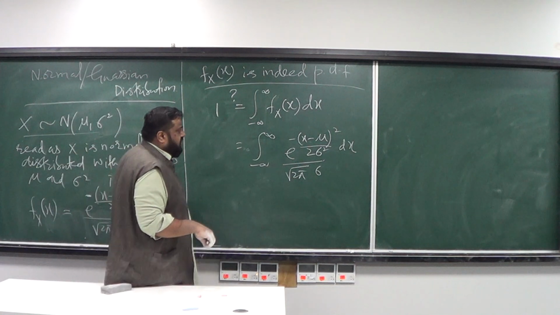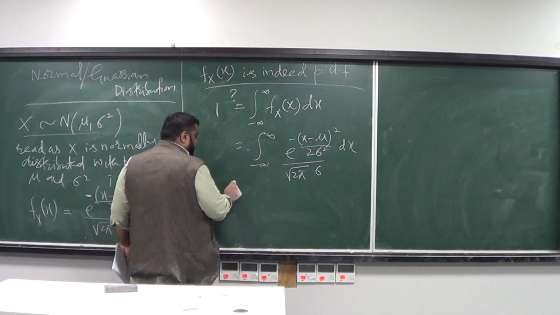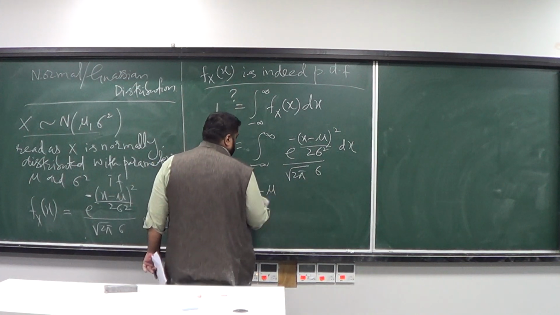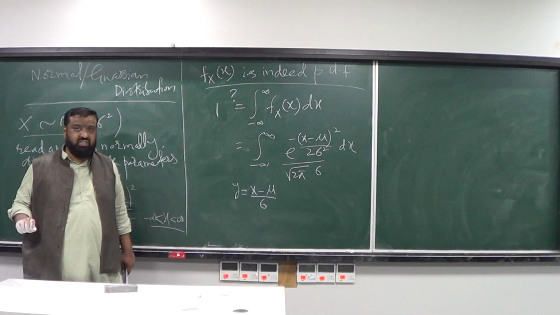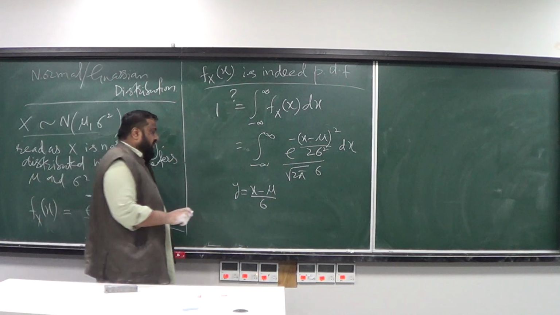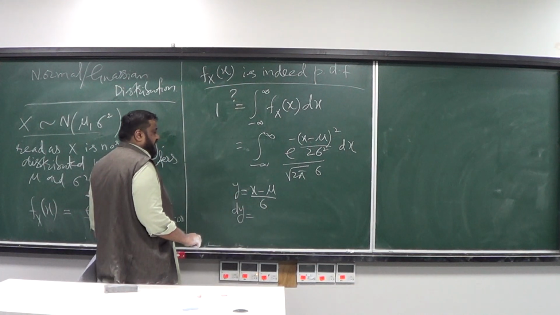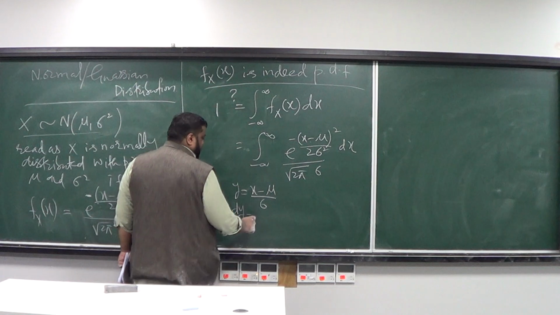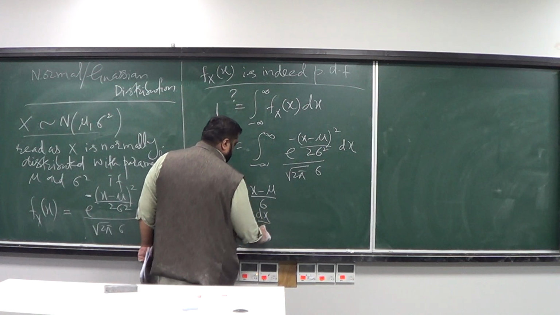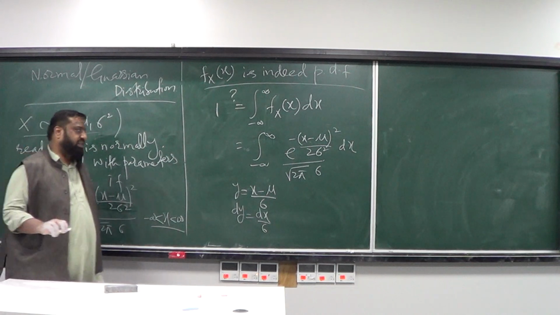So maybe we can simplify this integral a little bit, and let's introduce, for example, a random quantity y, and let's call this quantity (x minus mu) by sigma. It's going to radically simplify this expression. So what would be dy? dy by dx is going to be (1 minus 0) over sigma, so it's going to be dx by sigma. So dx by sigma is really what is called dy.